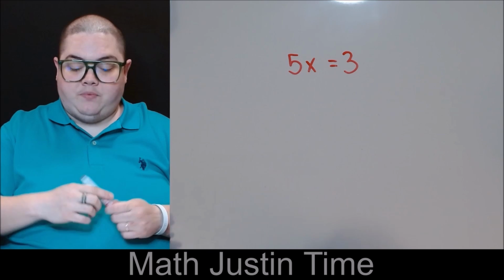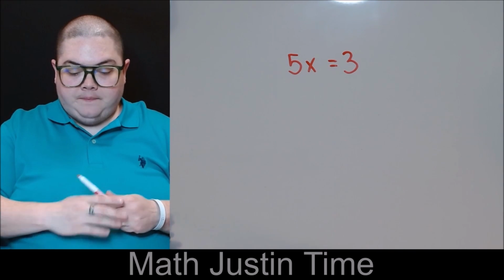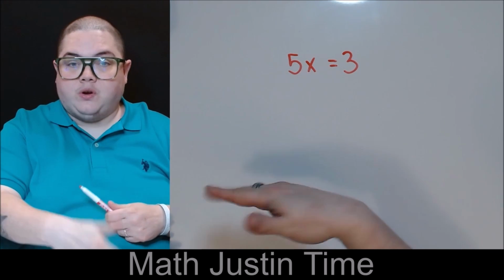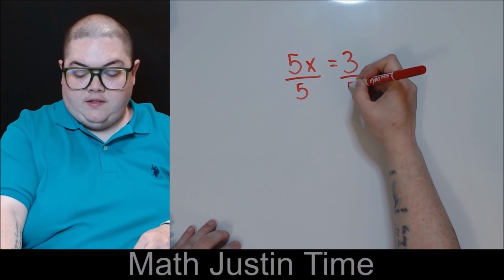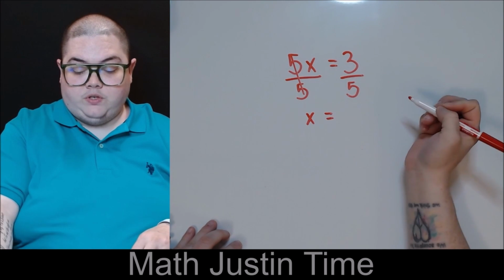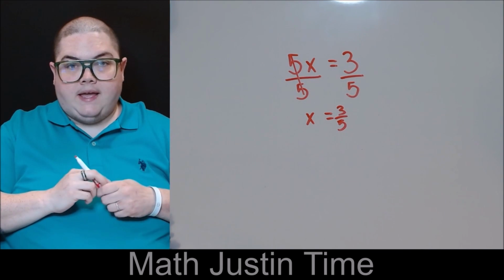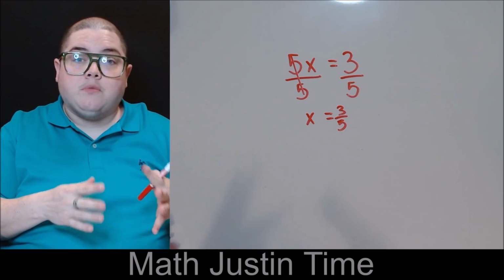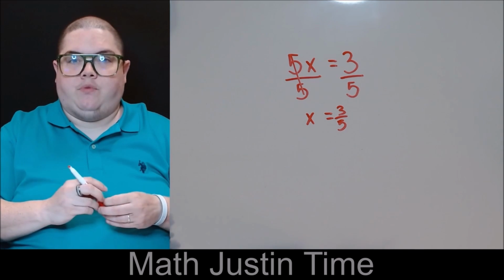So let's try this example. We have 5x is equal to 3. So let's see. If we have 5 times x, and we need to get rid of the 5, we're going to divide by 5 on both sides. And so we're left with x is equal to 3/5. And is that okay? Yes, it is. A variable can be any number, whole number, positive number, negative number, a fraction. It can be any number.